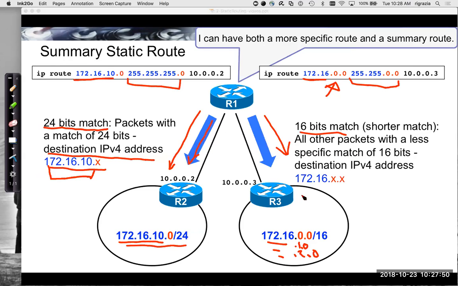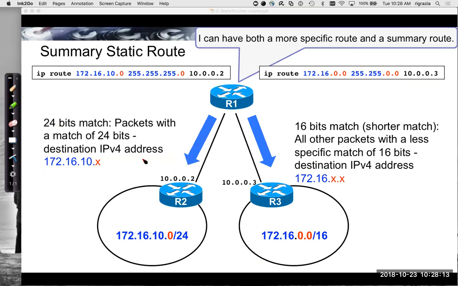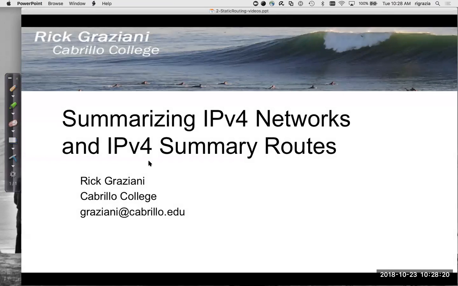Okay, so you can have both a more specific route and a summary route. It's not a problem if this summary route may also include in its summary this more specific address that's somewhere else, as long as the router has a path to the more specific along with the summary. Okay. All right, hope that made sense. And that will conclude our talk on summarizing IPv4 networks.